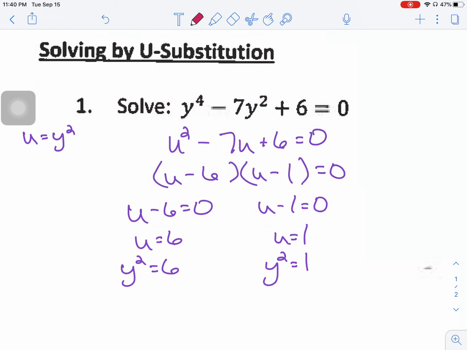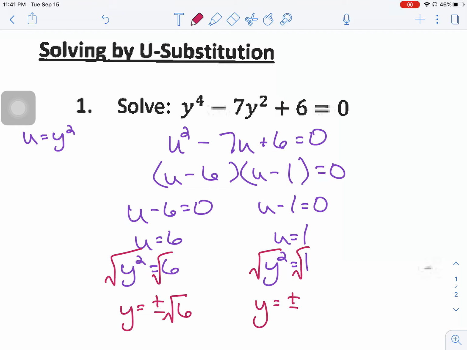In both of these little miniature equations, I'm going to take the square root of both sides. And so I would have on the left side here, y is equal to plus or minus root 6. Just leave it as is, it's okay. And then on the right side, I'm going to take the square root, and y is equal to plus or minus 1. And that is your answer.